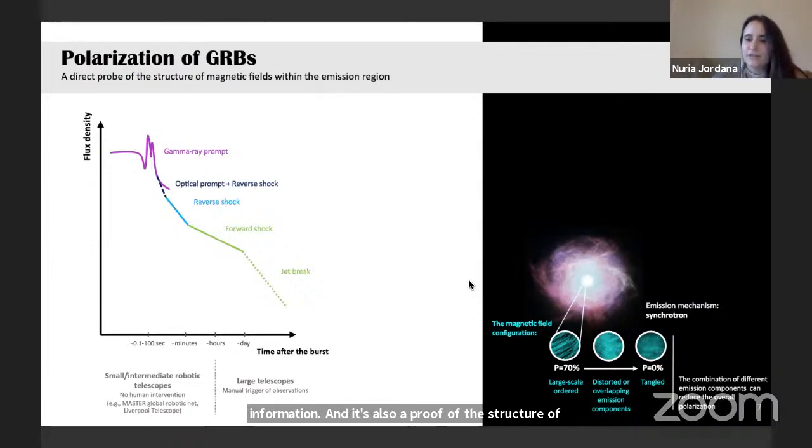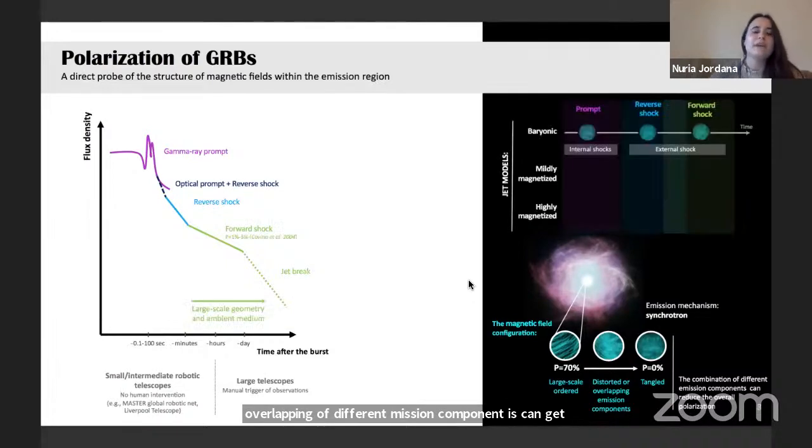Here on the right, the main candidate emission is synchrotron, and synchrotron can be 70% polarized in the lab with a large-scale ordered magnetic field. However, if this large-scale magnetic field is distorted due, for example, to relativistic aberration effects, or there is overlapping of different emission components, this can get further reduced to zero. Pioneering observations of polarization measured 1-3% during the forward shock, and this probes the large-scale jet geometry and the ambient medium, such as the dust properties of the host galaxy.